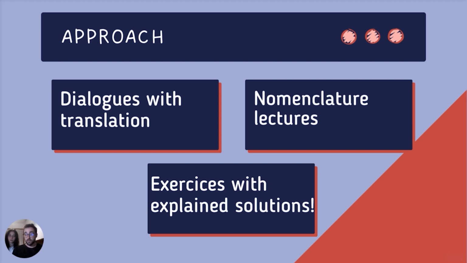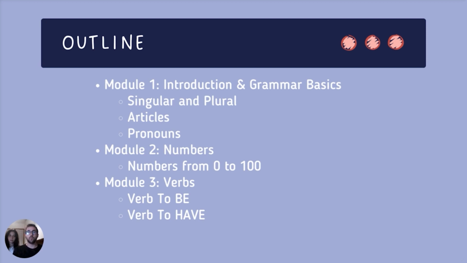I hope that everything is clear, and that's why we are now moving on to the outline and what we are going to cover in this course. The course is structured in several modules, in particular, there are 8 of them. The first one is the introduction and grammar basics, where we are going to cover the grammar basics after these introductions that you have already watched at this stage. In particular, we're going to cover singular and plural, articles, and pronouns.